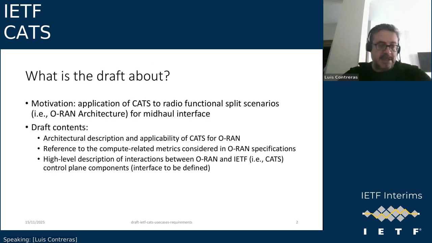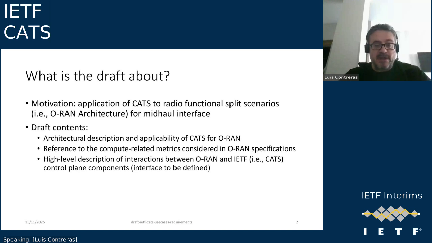So going into the structure that the chairs ask us for this session. What is the draft about? I basically have summarized the point. The draft contents nowadays has this architectural description, so the applicability of CATS for ORAN scenarios, pursuing that flexibility. That flexibility could be motivated by different situations, for instance, workload consolidation at different times of the day, resiliency, and so on and so forth. So different motivations for having this dynamicity.